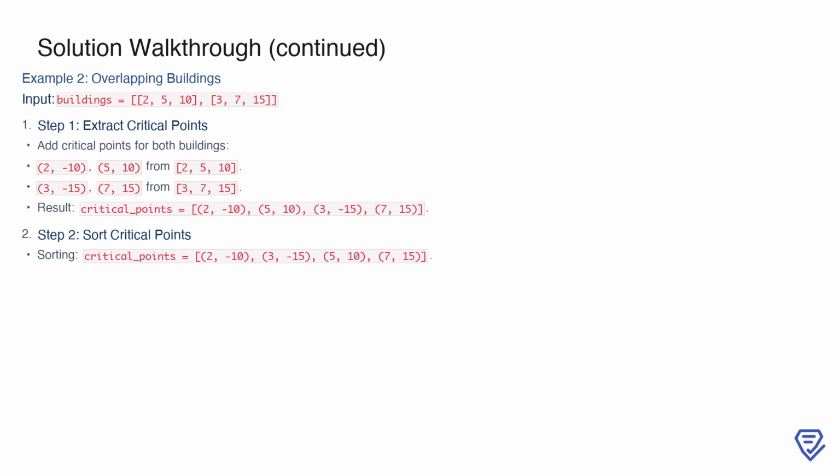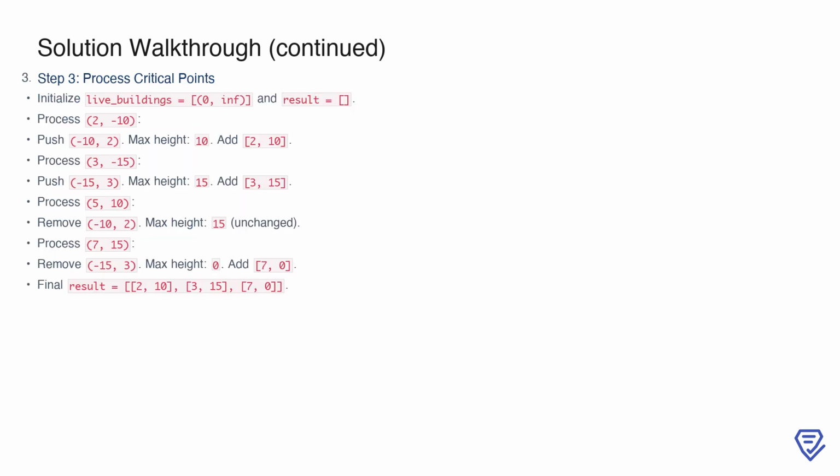Next, we sort these points. Sorting by x-coordinates and heights, we get [(2, -10), (3, -15), (5, 10), (7, 15)]. This ordering ensures we process the critical points in the correct sequence to calculate the skyline accurately. With the sorted critical points, we can now compute the skyline. We initialize live_buildings equals [(0, inf)], and an empty result.